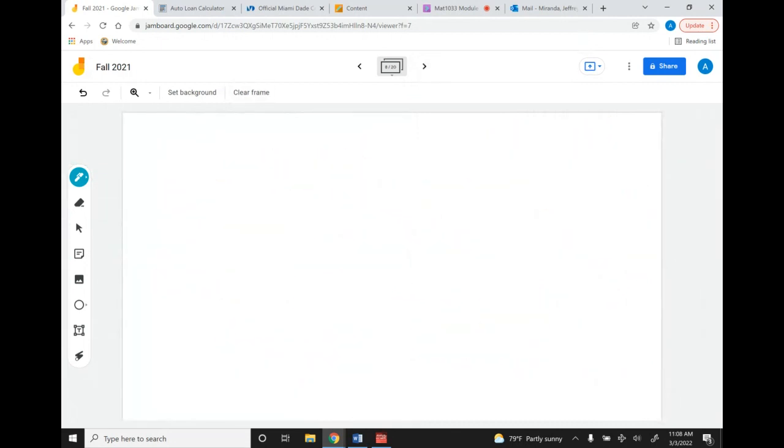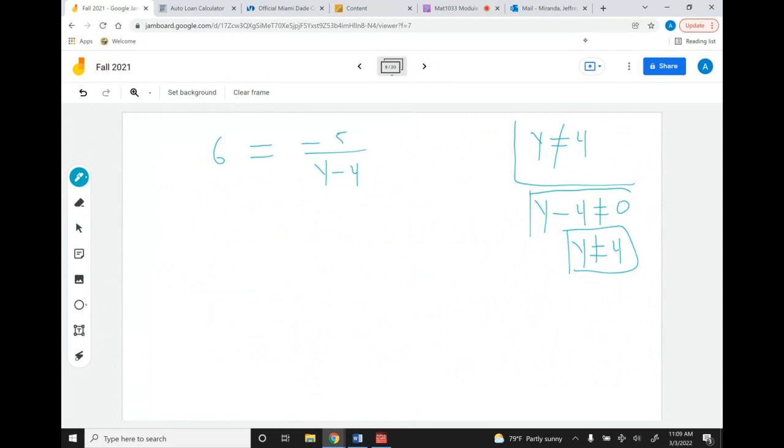Let's do this one. Let's find first the issue. Y cannot be equals to 4. Why? Look at the denominator. How did it get the 4? Take the denominator, put equal to 0. Solve for x. I mean for y. Here I'm saying I don't want the denominator to be 0. And what number makes it 0? 4. So I don't want that.